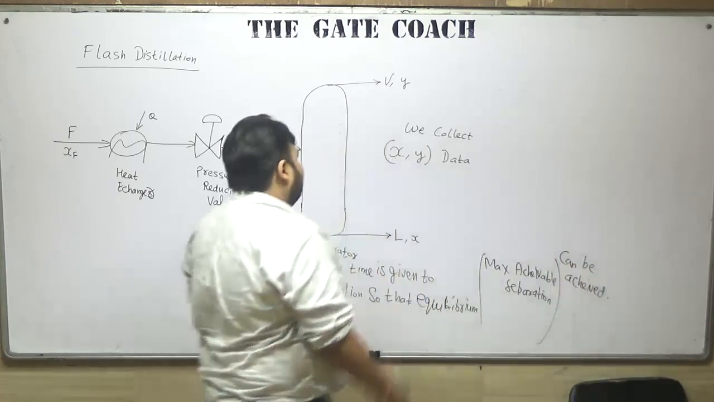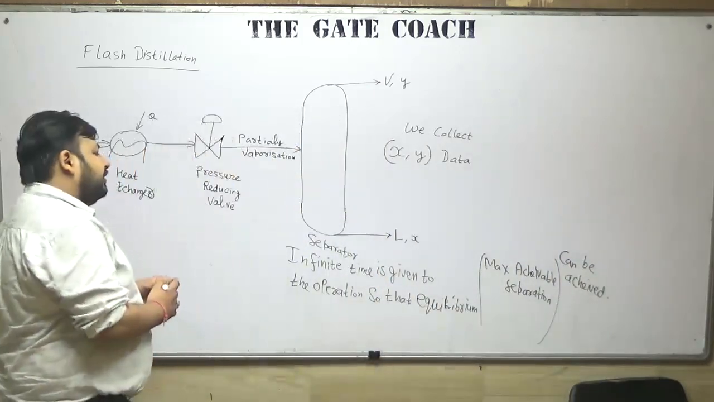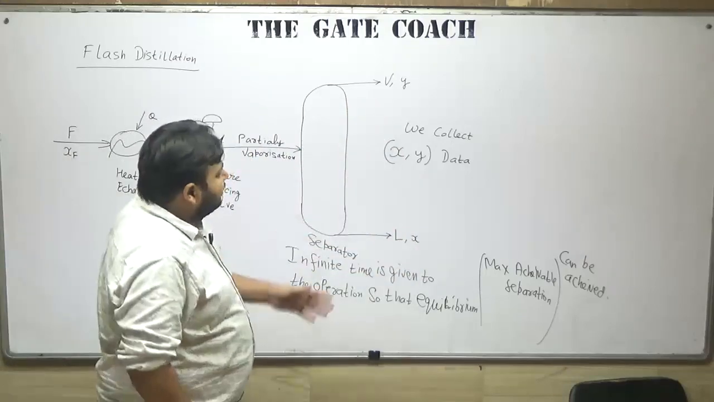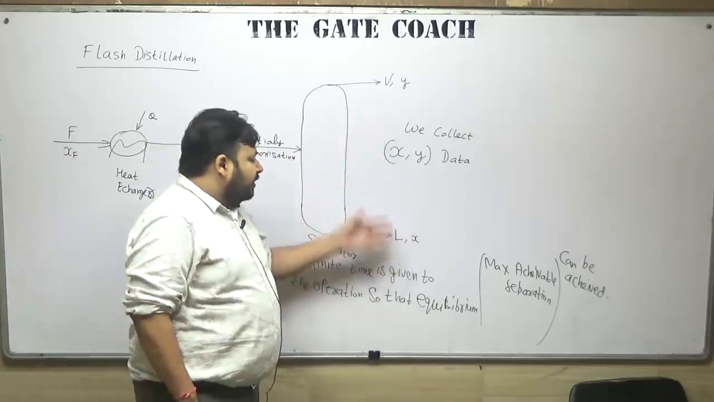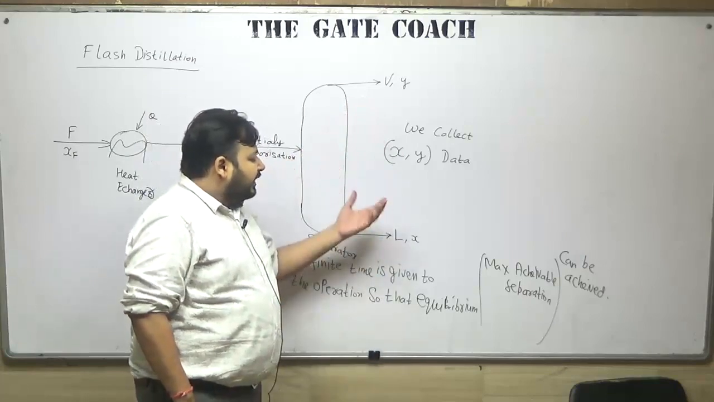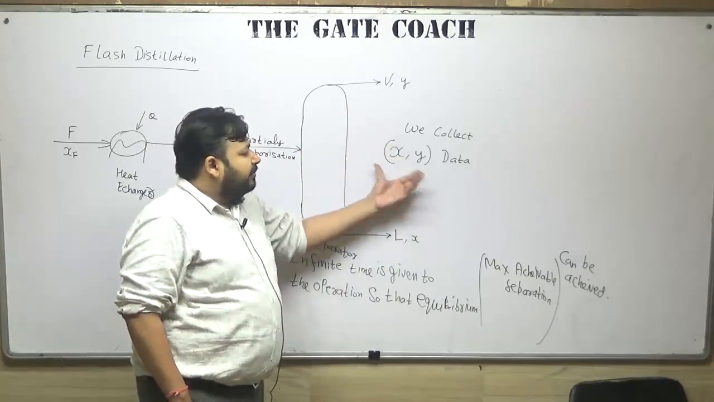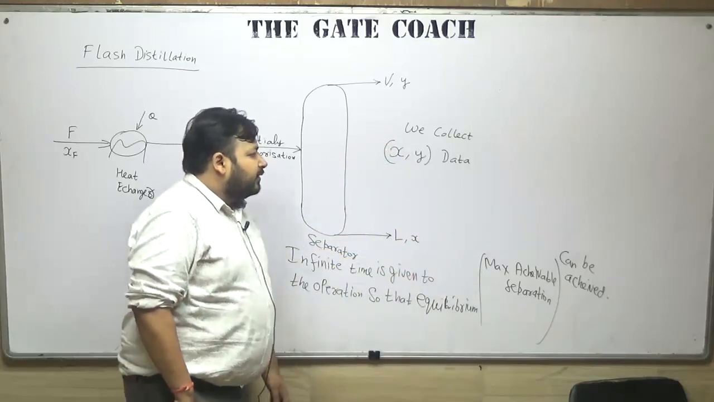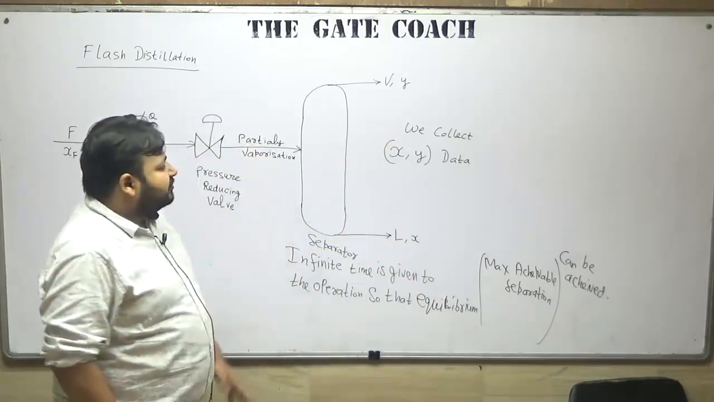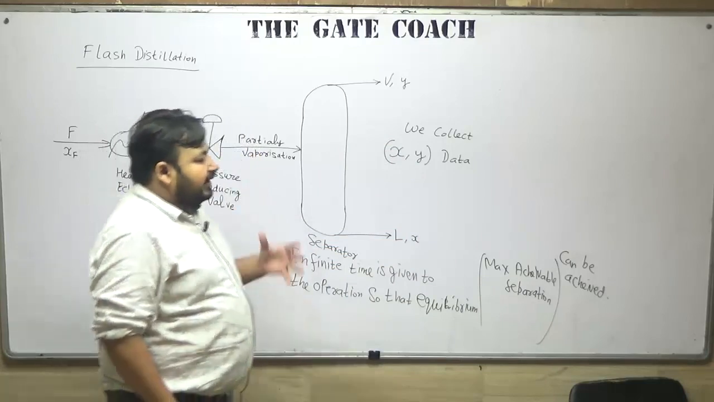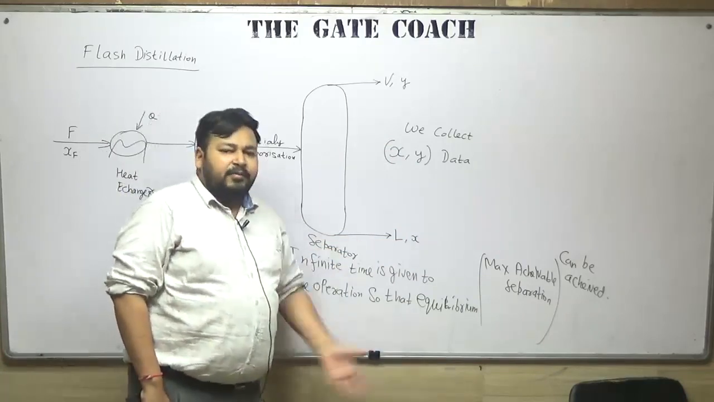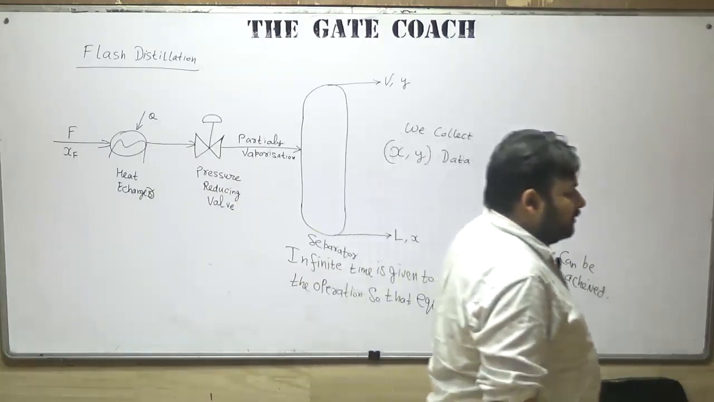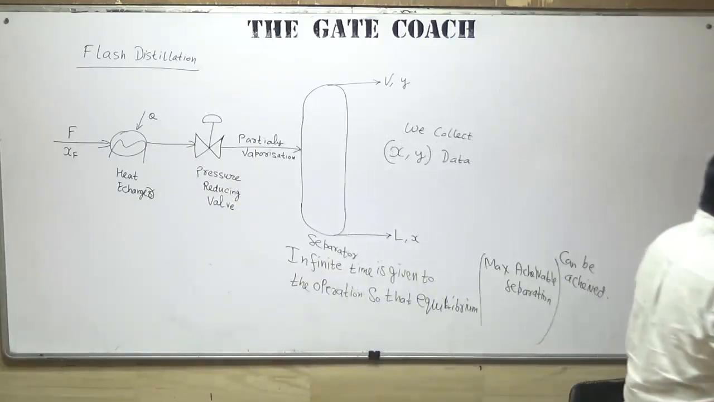So we will wait. Flash distillation में क्या करते हैं? Wait करते हैं और concentration measure करते रहते हैं, and when the concentration data comes out to be same, we stop the experiment, we collect that data, and that data becomes one data point of the TXY diagram. So basically the aim of the flash distillation is to collect the XY data that will be used for drawing the TXY diagram. Okay, so you can make this diagram.